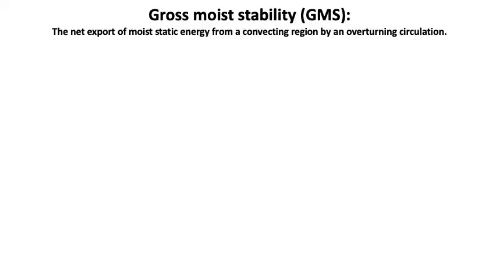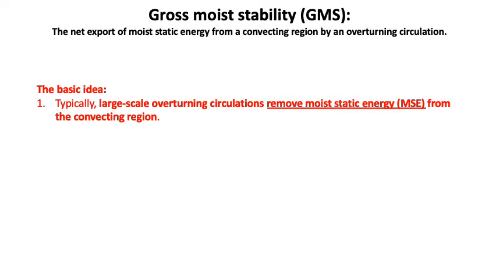Okay, so the gross moist stability, GMS, what is this? This is a really bizarre sounding term. It has the word moist in it, so it's specific to moist circulations. And so formally, you can think of it in the most basic terms as the net export of moist static energy from a convecting region by an overturning circulation. There's a lot there. Let's unpack that in words and then in schematics. So the basic idea is that typically large-scale overturning circulations remove moist static energy from their convecting region.